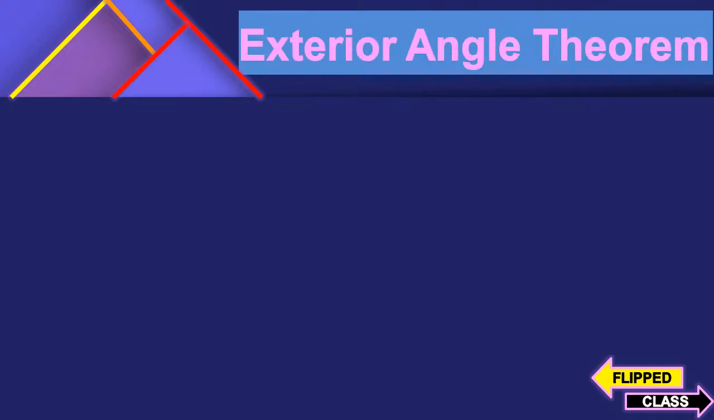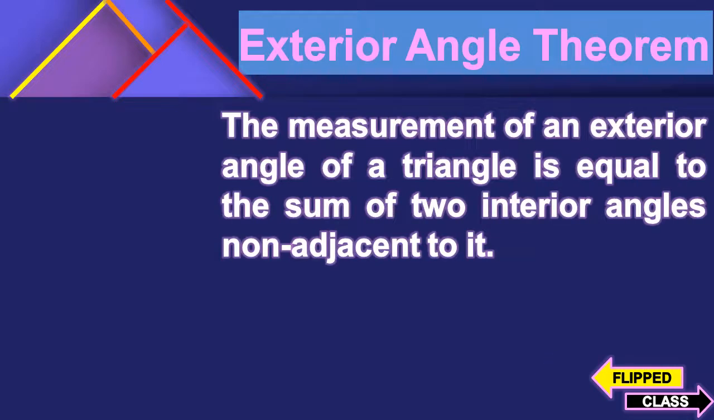Now let's talk about our next theorem in geometry. Its name is the exterior angle theorem. Take note, it's a theorem, so we need to prove this one. It states that the measurement of an exterior angle of a triangle is equal to the sum of the two interior angles non-adjacent to it.